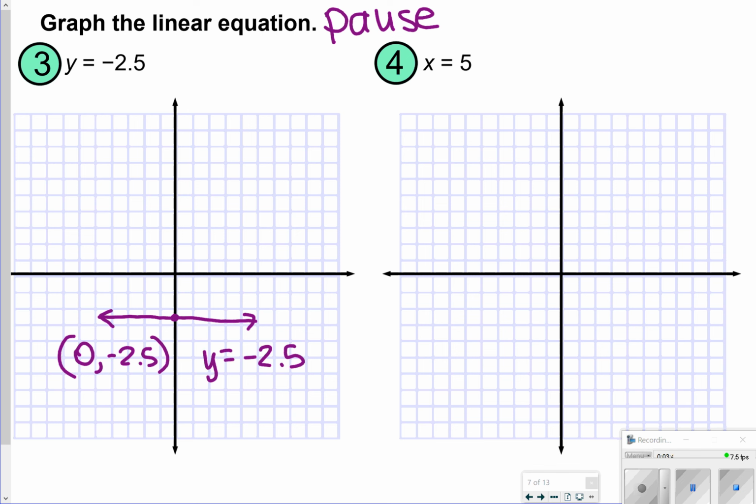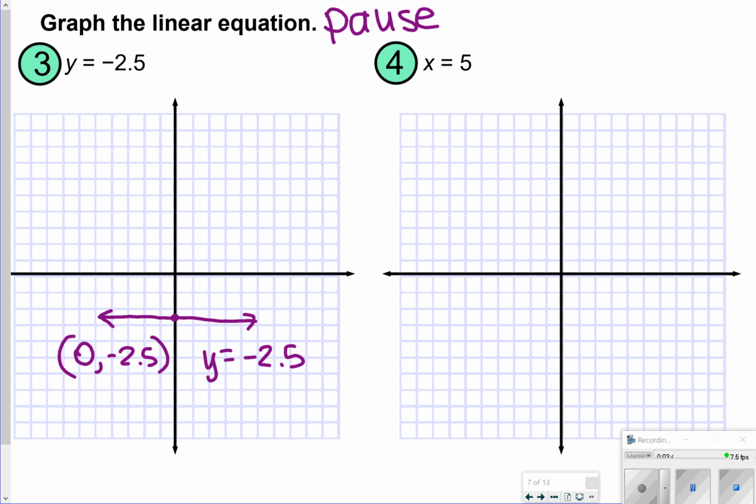For number 4, we would just find x is equal to 5 on the x-axis. Remember, that's the horizontal one. 1, 2, 3, 4, 5. We would just plot that point and then make a vertical line so we can say here I am, here's x is equal to 5. That point would be 5, 0, where x is equal to 5. So make sure you have both of those things, including the points and x is equal to this or y is equal to that for 3 and 4.